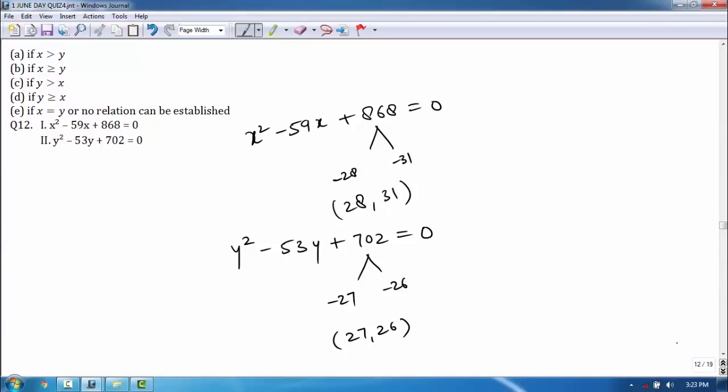So from here we get that both the values of x are greater than both the values of y. So the answer will be x is greater than y.